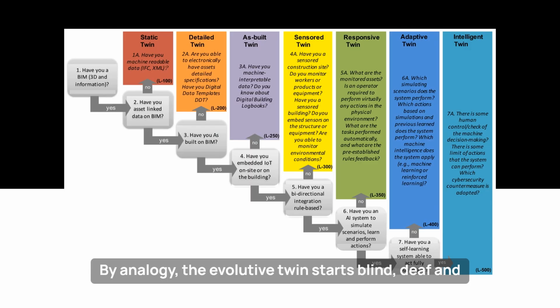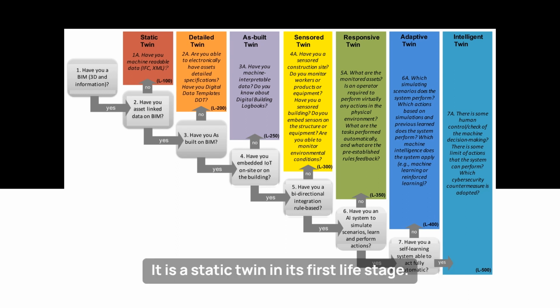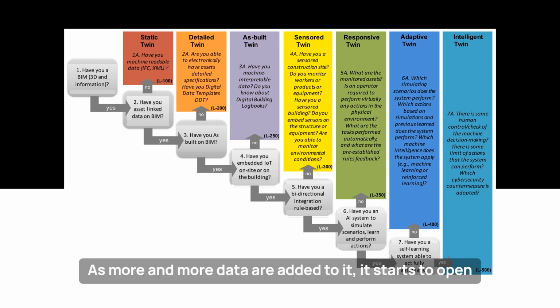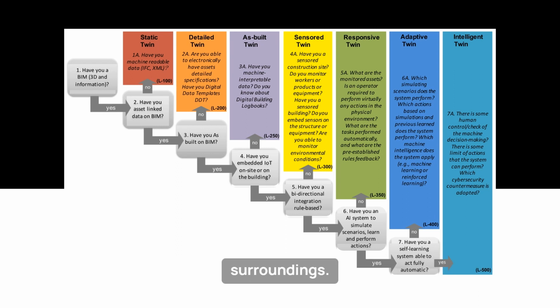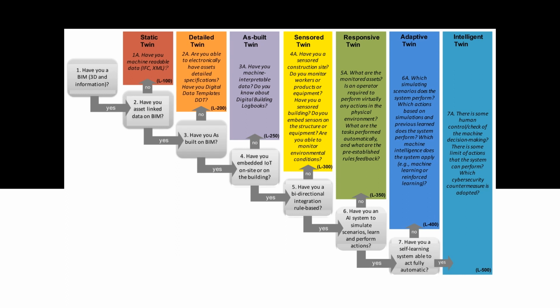By analogy, the evolutive twin starts blind, deaf, and mute. It is a static twin in its first life stage. As more and more data are added to it, it starts to open its eyes and gains more awareness of its surroundings. Eventually, with the help of sensors, it can see, hear, and even talk.